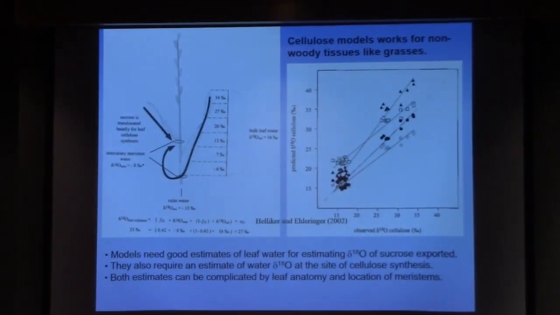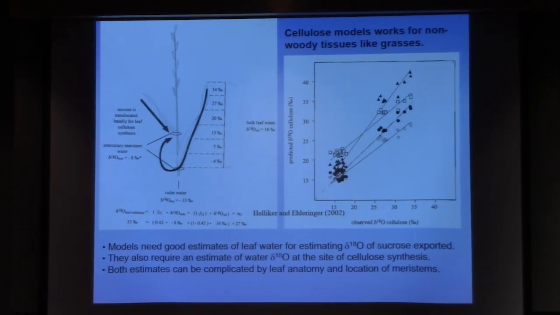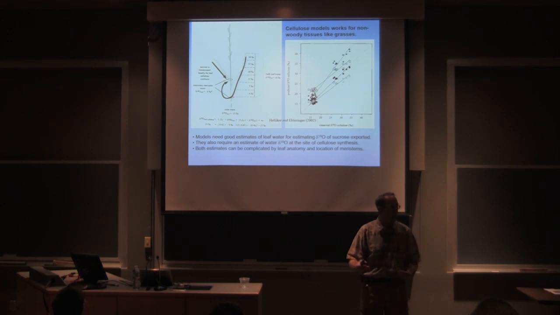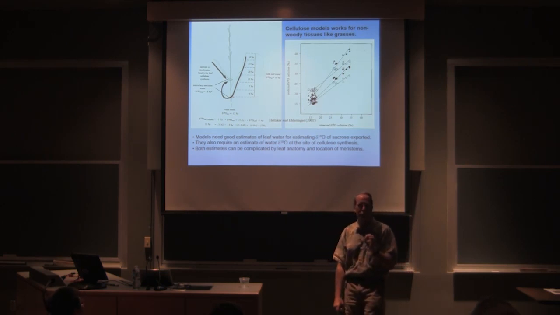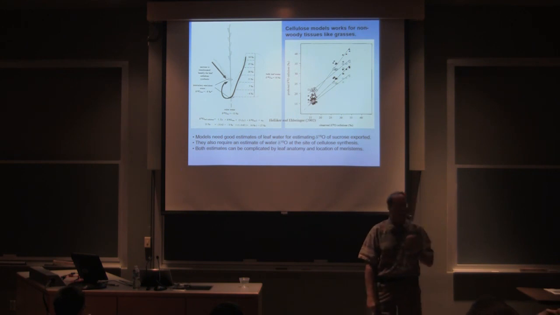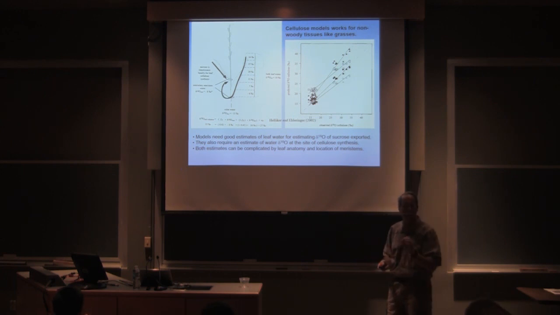This is near my last slides. This is some work by Brent Helliker, showing this is grass. What he used was the cellulose model that we developed for tree rings, and he used it on grass. But he had to be careful. He first started using this model, and he said, it doesn't work, John. Your model doesn't work. I said, well, why? Because he was getting wrong numbers. But he had to actually know, to parameterize it correctly, what leaf water he was going to use.